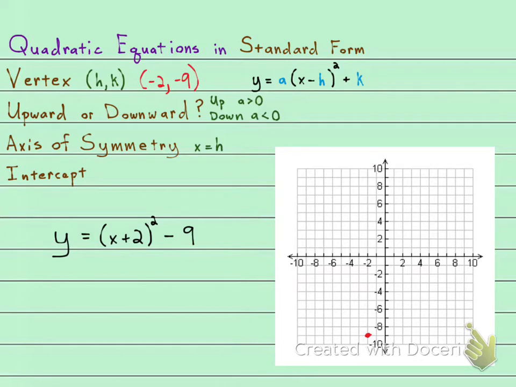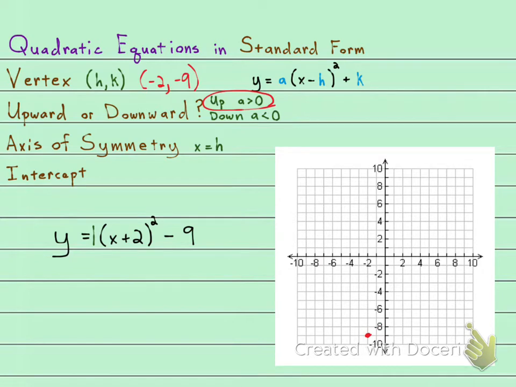Next, they want to know if it opens upward or downward. And we're looking at this number in front. If it's positive, it opens upward. If it's negative, it's downward. And when I look out in front, I don't really see a number. So the number that's actually out there is a 1, which is positive. So this thing is going to open upward. All right, so maybe my graph looks something like that. I'm not sure yet.